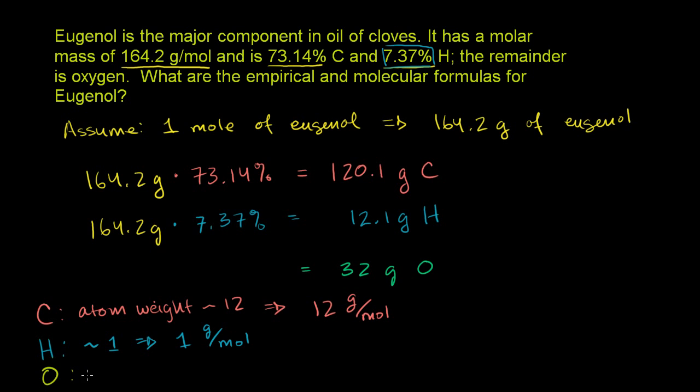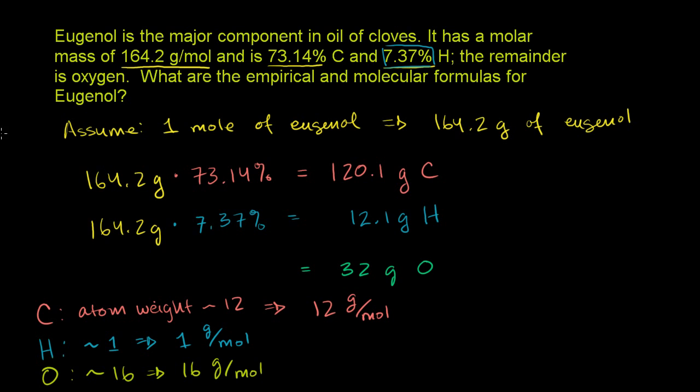So oxygen's is approximately 16 atomic mass units. That's atomic mass if you take a specific isotope, and atomic weight if you take its weighted average. And that means that its molar mass is 16 grams per mole. Now, we have the number of grams of carbon, hydrogen, and oxygen. So now we should be able to use this information down here to figure out how many moles this is.